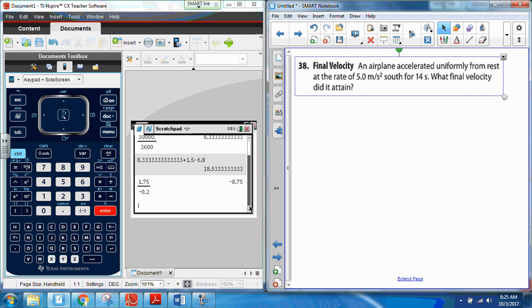All right. An airplane is accelerated uniformly from rest at a rate of 5.0 meters per second squared south for 14 seconds. What final velocity did it attain? You know, I think we've done 2 problems just like this already. We're going to skip this one. It's looking for V final. They gave you V initial is 0 whenever it says it's at rest. I think that was what I wanted to remind you of. If something is at rest, how fast is it moving? 0. Okay?